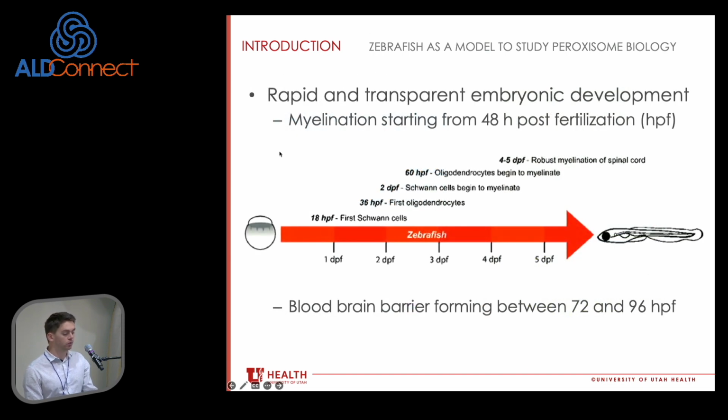Zebrafish also have a rapid and transparent embryonic development, with myelination starting only about 2 days post-fertilization. After 4 to 5 days, the fish already shows robust myelination in most of the central nervous system. Similarly, the blood-brain barrier starts forming between 72 and 96 hours. So after 4 to 5 days, we already have a model organism showing interesting properties in regard to the study of leukodystrophies and things like neuroinflammation.